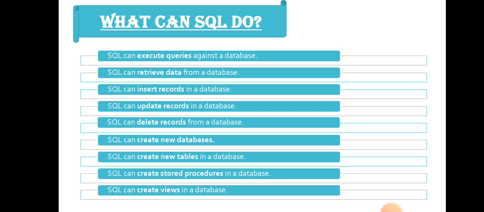What can SQL do? SQL can execute queries against database. It can insert records in a database. It can retrieve data from database and it can create new databases. It can create new tables in a database, create stored procedures in a database and create views in a database. It can delete records from a database.